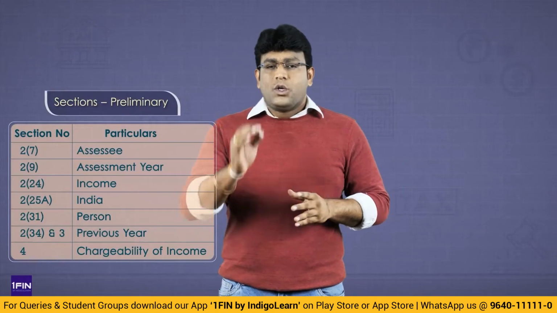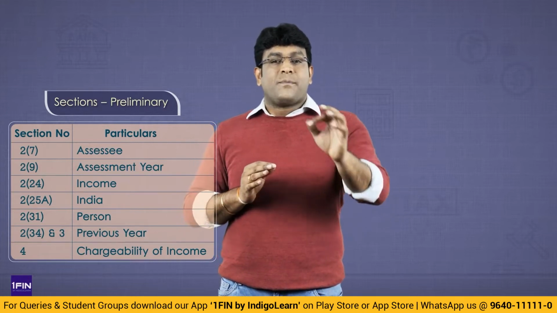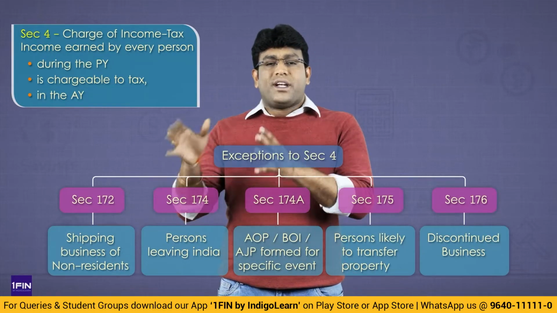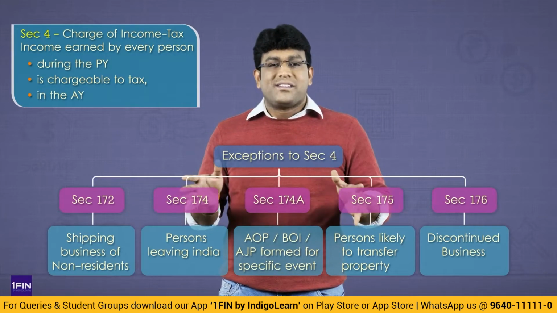My dear friends, before we proceed to the next interesting point, let's quickly revise all the sections we have done till now and then proceed. So guys, what is section 2(7)? Section 2(7) defines who is an assessee. 2(9) assessment year. 2(24) income. 2(25A) India. 2(31) person. 2(34) previous year. Section 3 is also previous year. Section 4 chargeability section. And how many exceptions are there to section 4, my dear friends? 5 exceptions are there. Section 172, 174, 174A, 175, 176. Clear, my dear friends? Exactly.